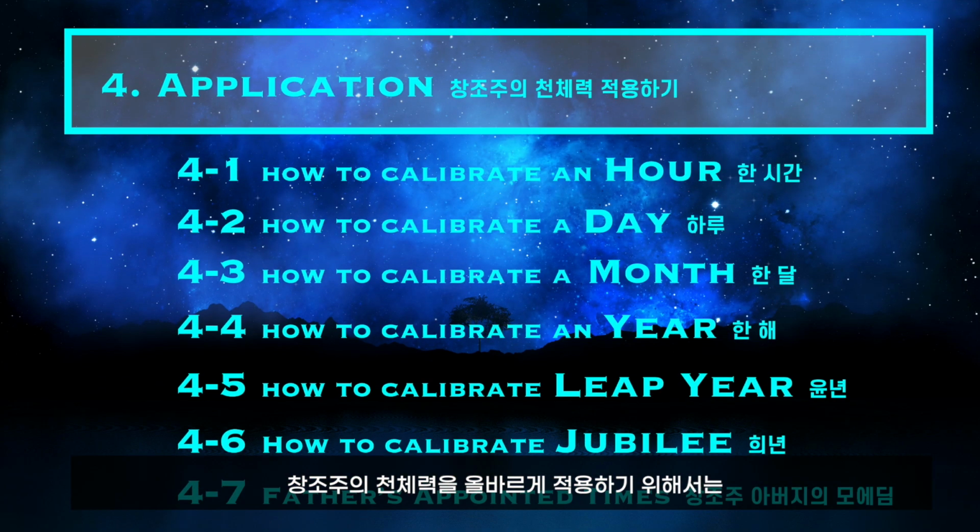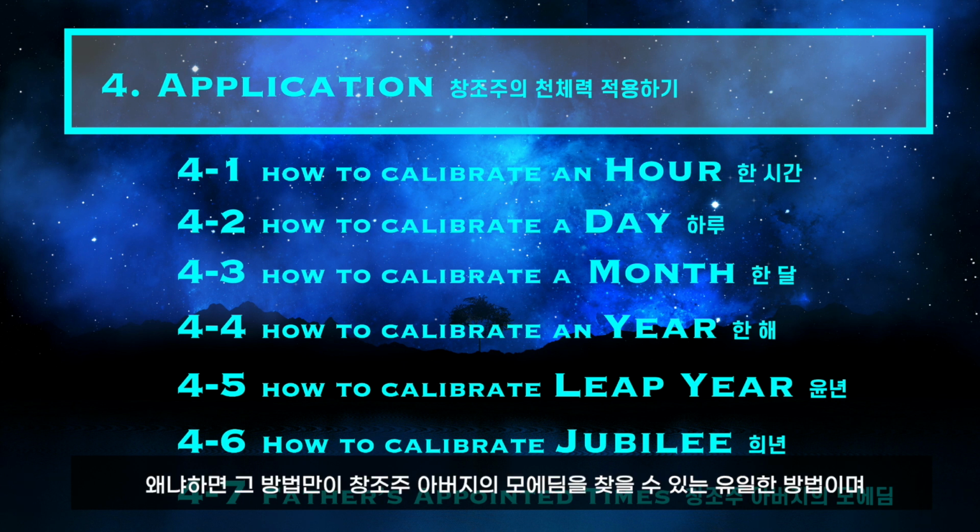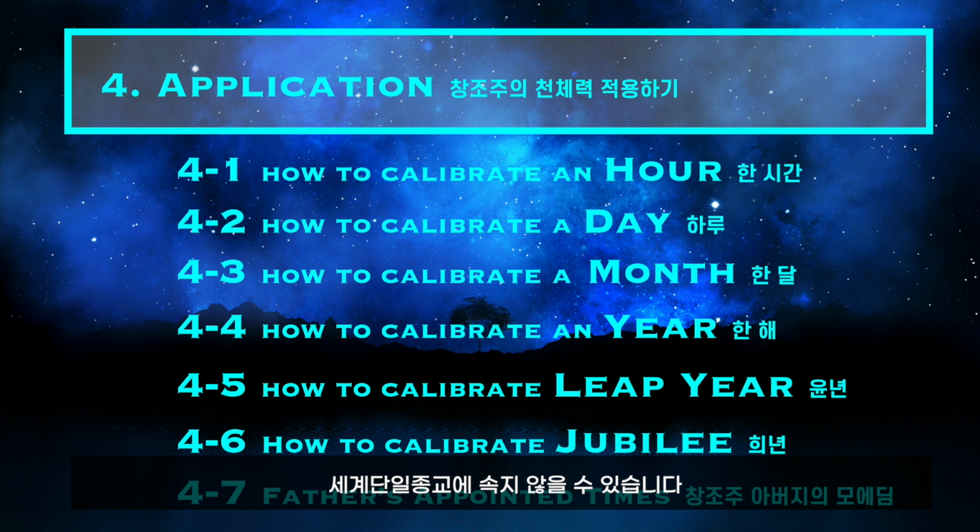In order to properly apply Creator's celestial calendar, one needs to calibrate time in the scriptural manner. This means we need to learn how to calculate different units of time according to the scripture, as it's the only way to truly determine Father's appointed times and not to be deceived by the world of religion.